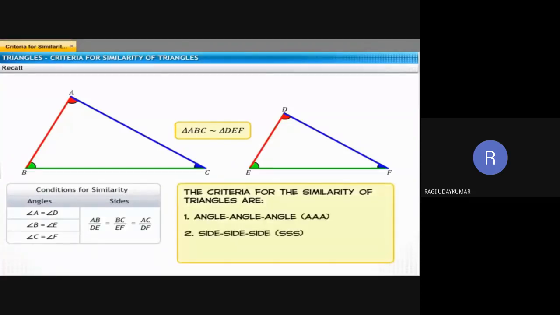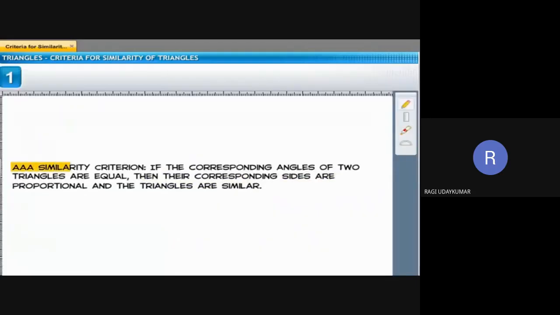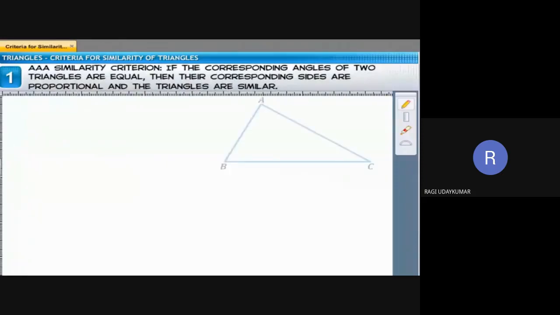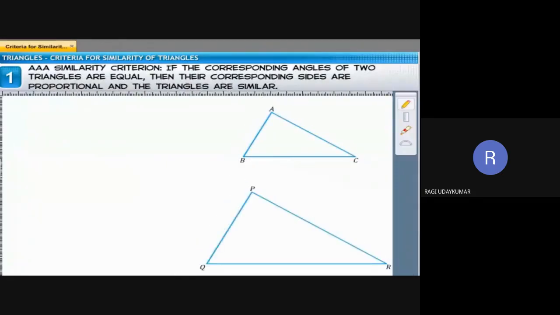But if you take the criteria for similar triangles: angle angle angle, side side side, and side angle side. Three criteria will be there. So what do these criteria say? In these three criteria, the AAA similarity criterion says that if the corresponding angles of the two triangles are equal, then the corresponding sides are proportional. Proportionality of the sides is not necessary to give.